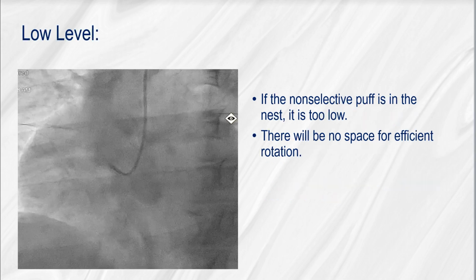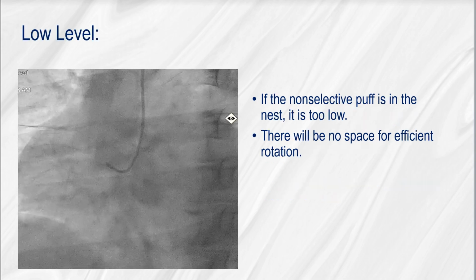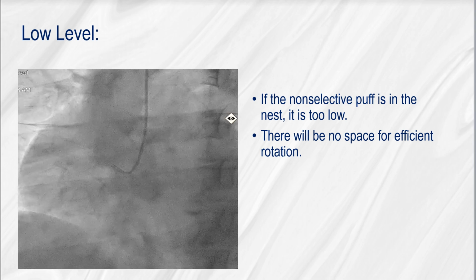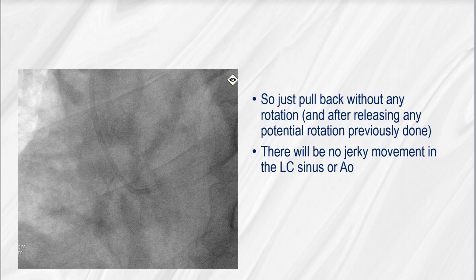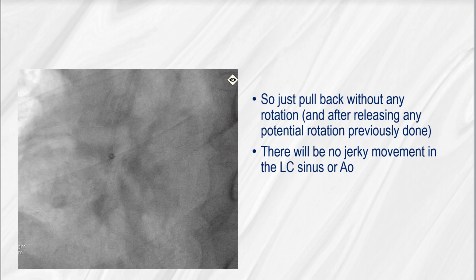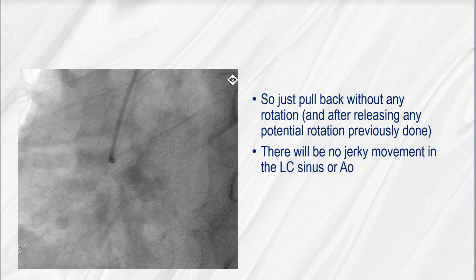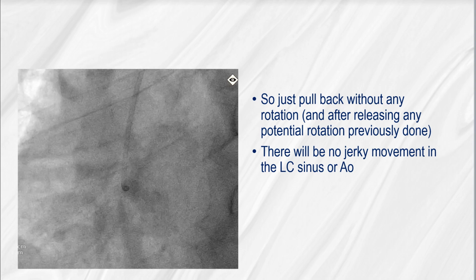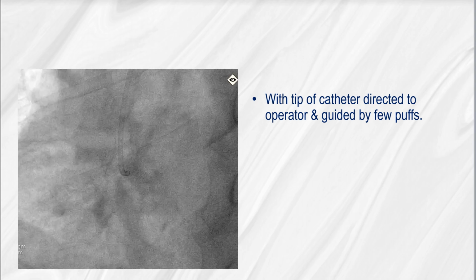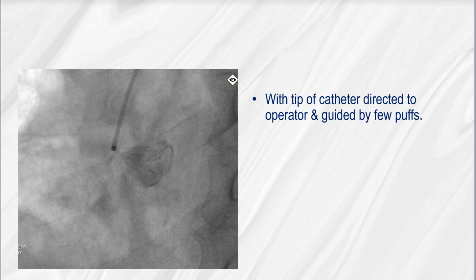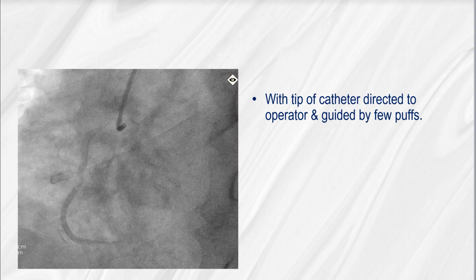If the non-selective puff is in the sinus, it is too low. There will be no space for efficient rotation. So just pull back without any rotation, and after releasing any potential rotation previously done, there will be no jerky movement in the left coronary sinus or aorta, with the tip of the catheter directed to the operator and guided by a few puffs.